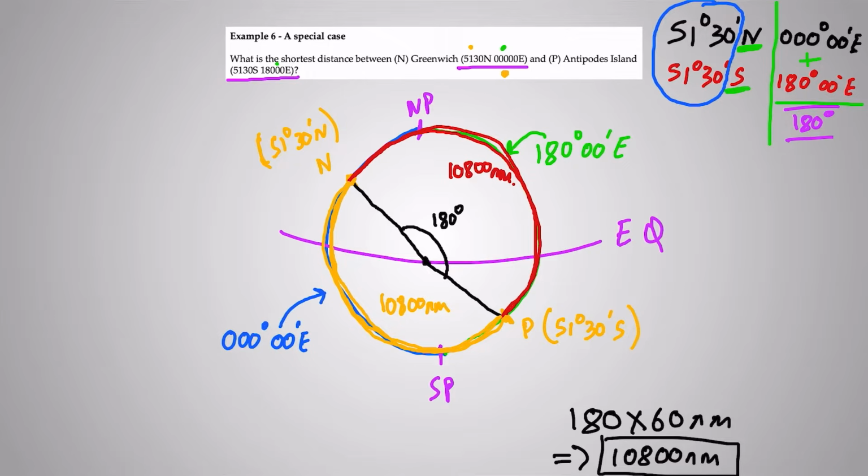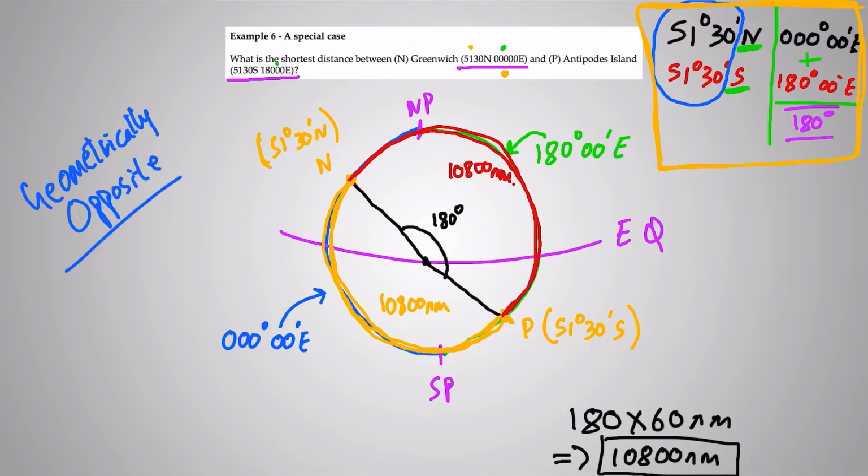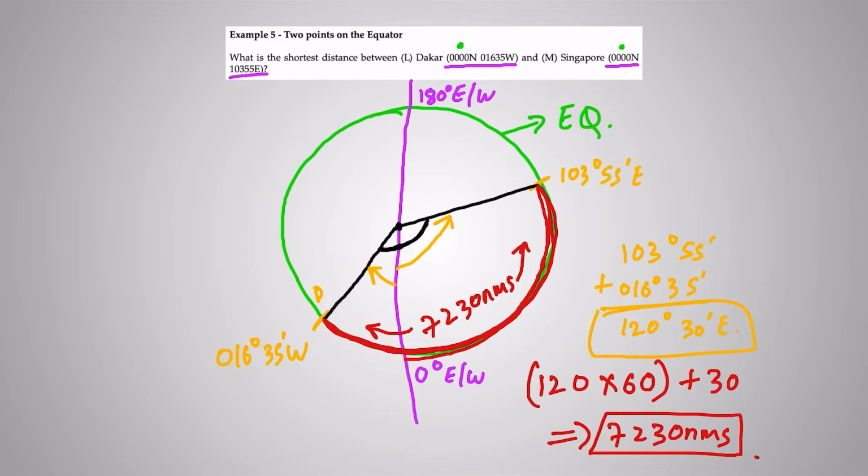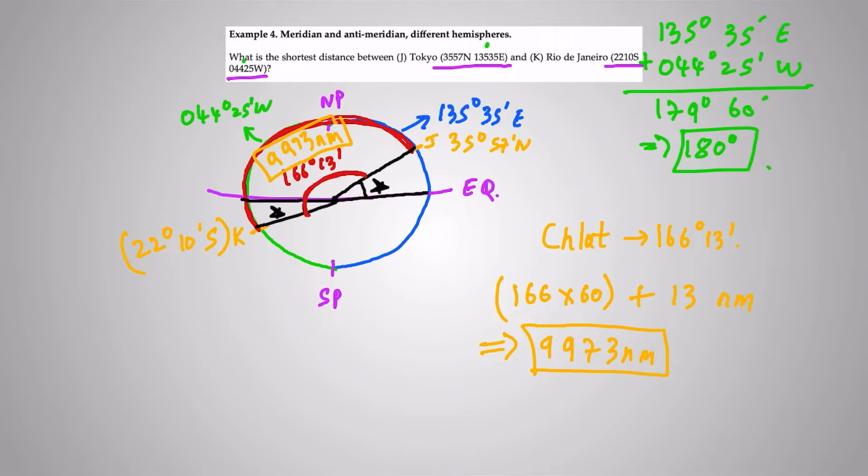So whenever you find something looking like this, where the longitudes are adding up to give 180 and the latitudes are exactly opposite to each other, so one is in the northern hemisphere and the other is in the southern hemisphere, then you know that these two places are geometrically opposite. Okay, perfect. So this was how we find the shortest distance between two places.